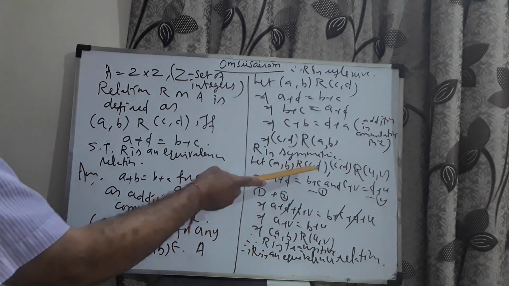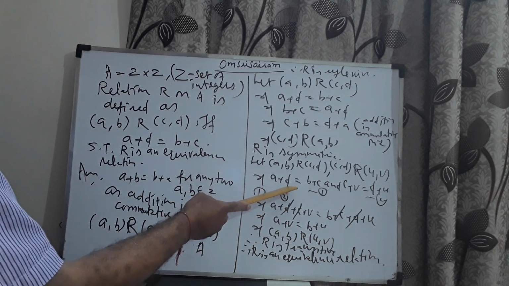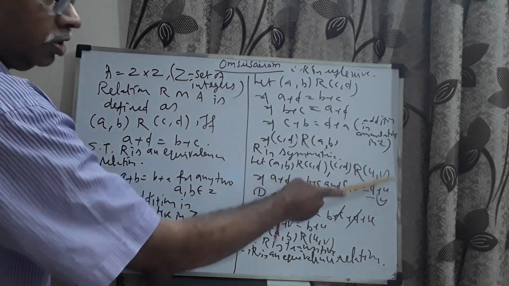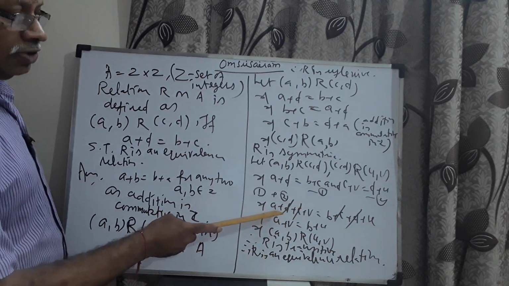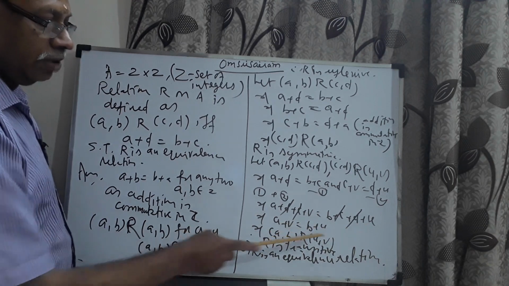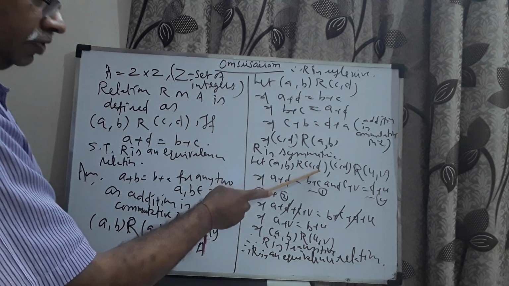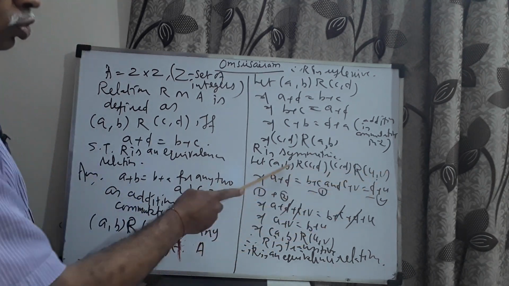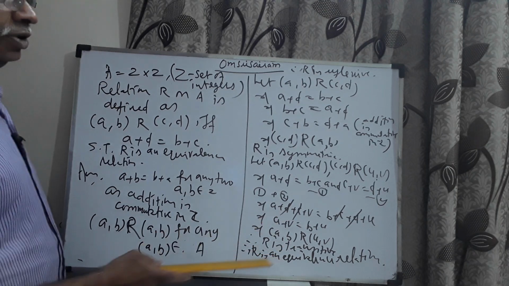Then let (a, b) be related to (c, d) related to (e, f). I mean to say a plus d is equal to b plus c, as well as c plus f is equal to d plus e. You name them as 1 and 2, and then just add. a plus d plus c plus f is equal to b plus c plus d plus e. c gets cancelled, d gets cancelled: a plus f is equal to b plus e. So (a, b) is related to (e, f). Now (a, b) related to (c, d) and (c, d) related to (e, f) will give you (a, b) related to (e, f). Therefore, this is the real meaning of R is transitive.